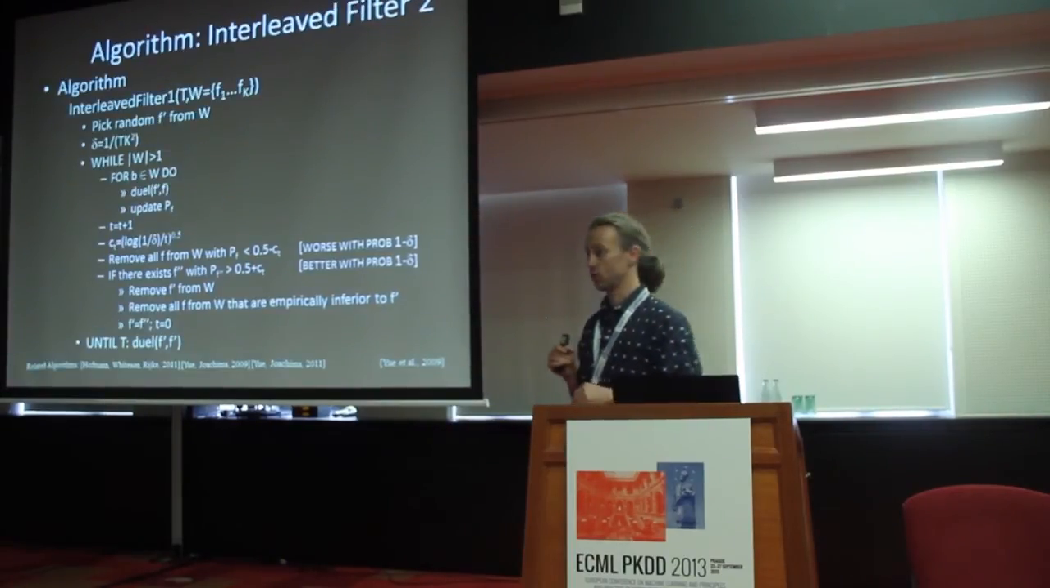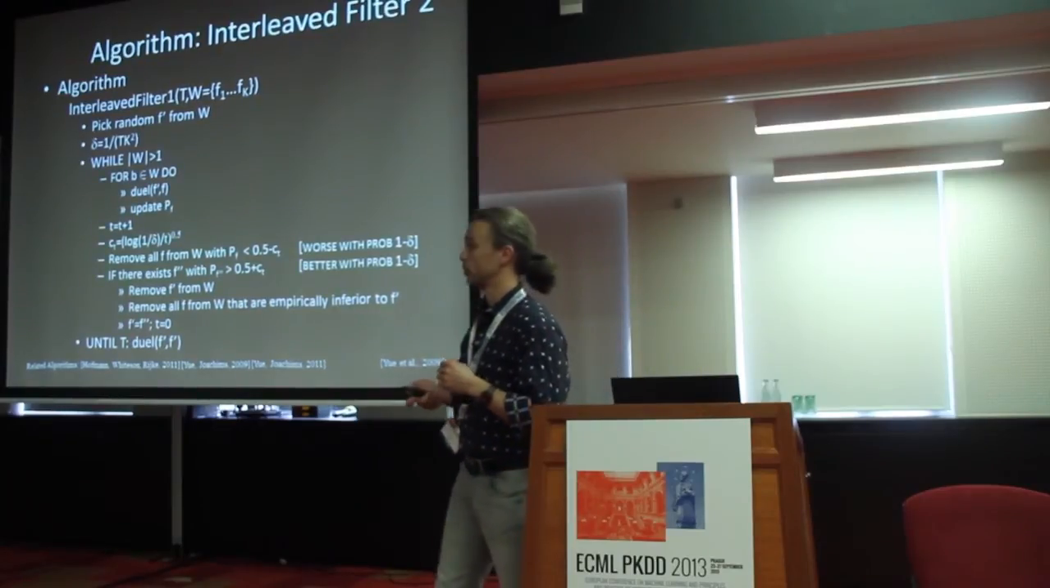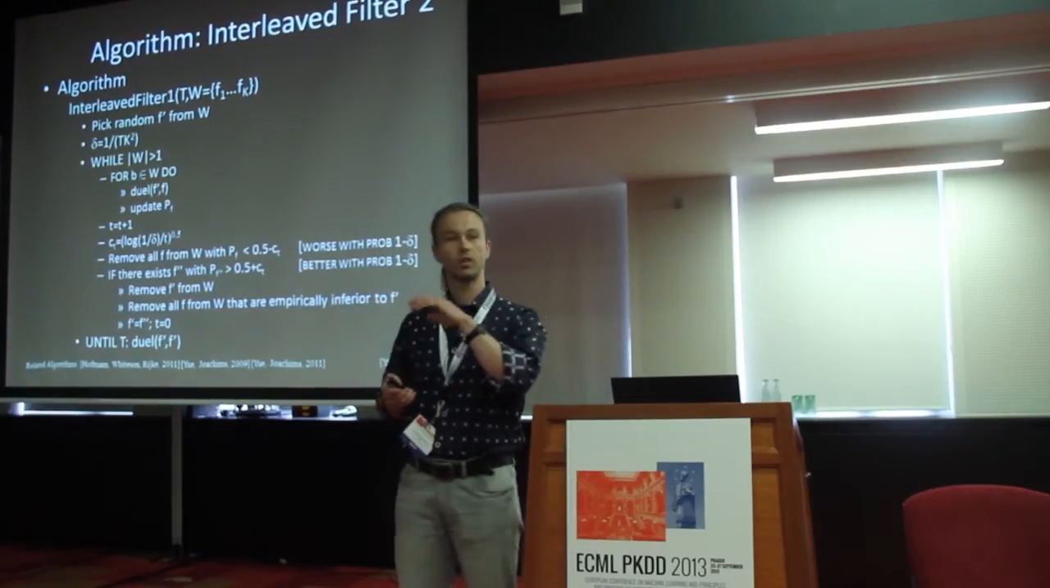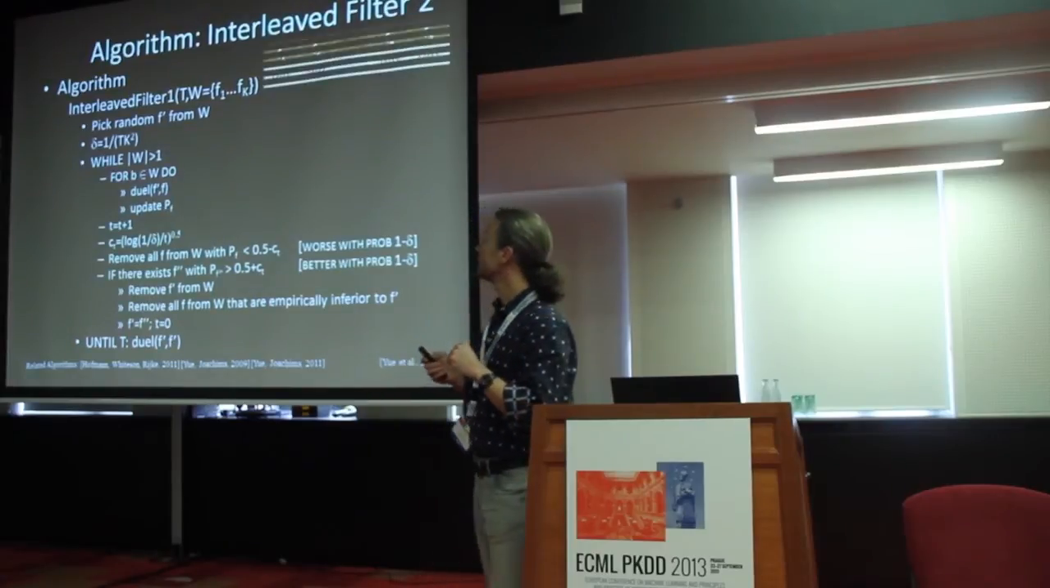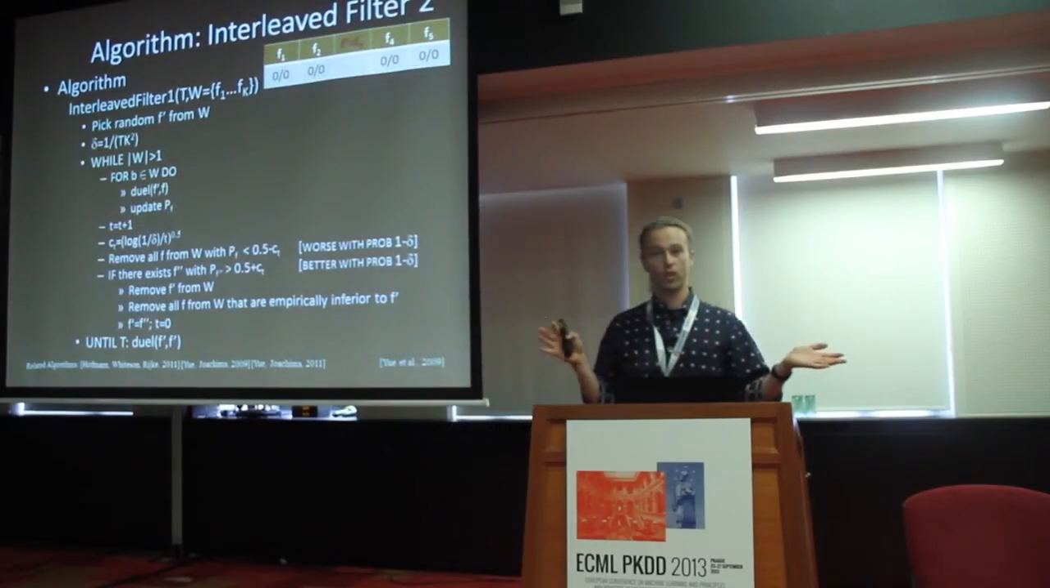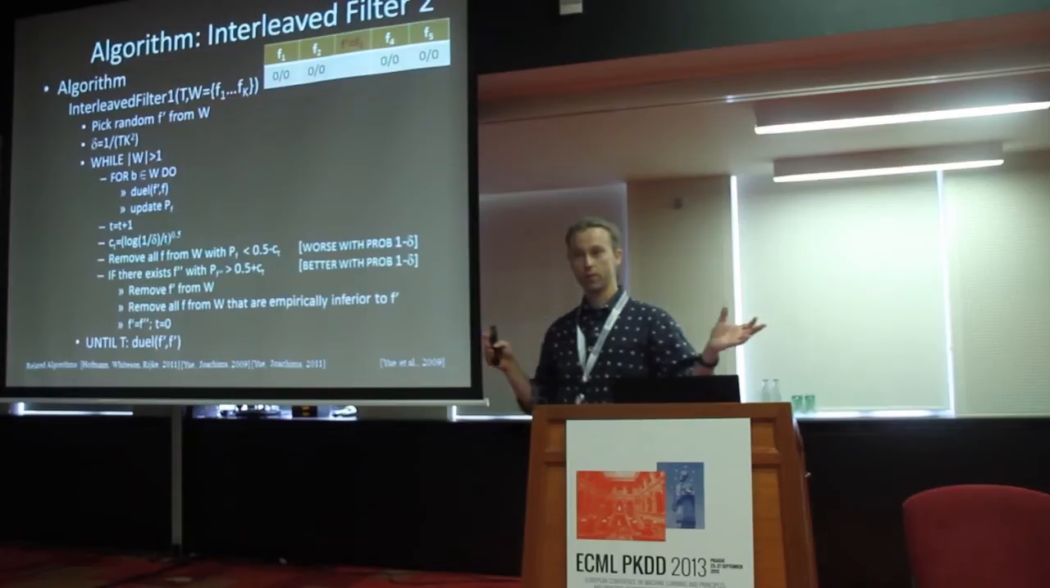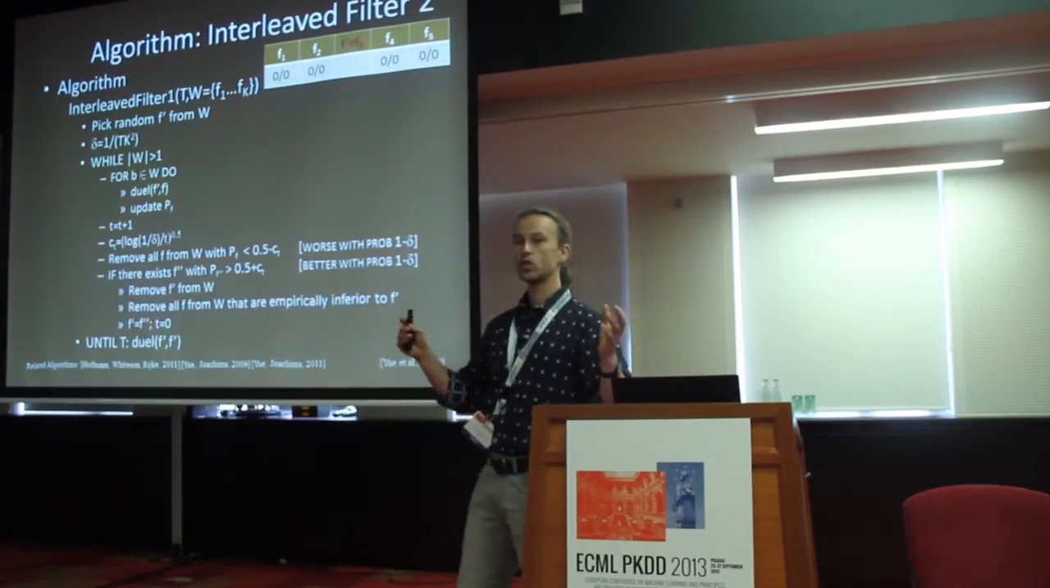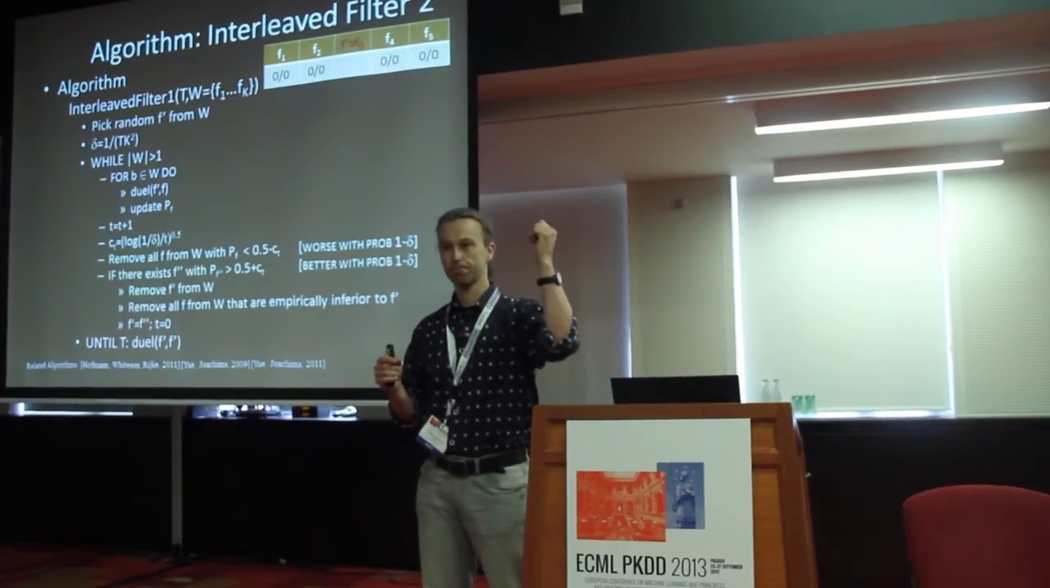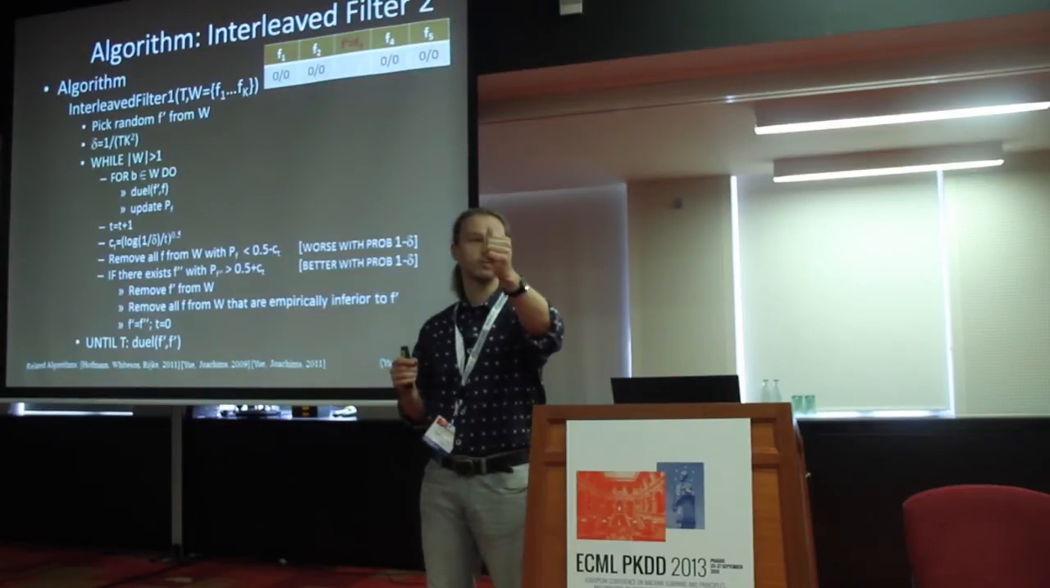Here's something that does work. Here's an algorithm called interleave filter. I want to read the algorithm, but I then want to explain it with an example. Let's say we have 5 functions that we want to compare, f1 being the best, f5 being the worst. We start by picking a random function, and let's call this our incumbent.